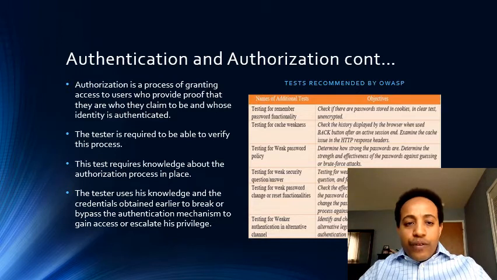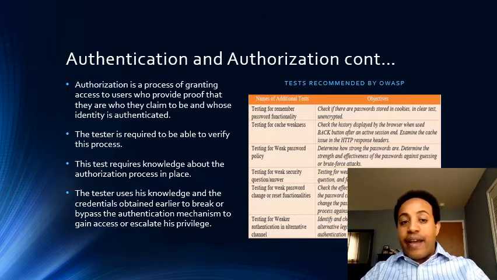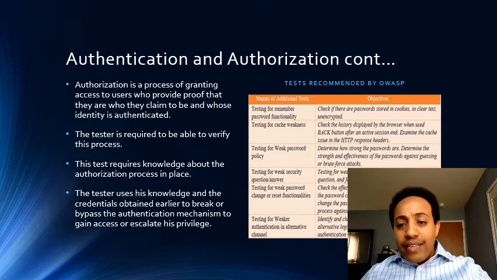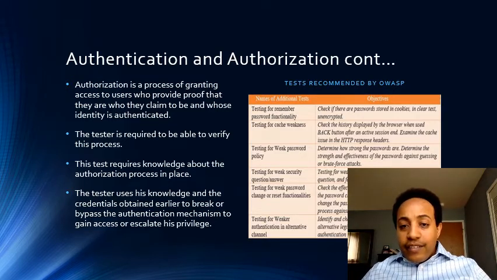Authorization is a process of granting access to users who provided proof that they are who they claim to be and whose identity is authenticated. The tester is required to be able to verify this authorization process. This test requires knowledge about the authorization process in place. The tester uses his knowledge and the credentials he obtained earlier to break or bypass the authentication mechanism to gain access or escalated privilege. So all these are tests that need to be performed at this stage. These are recommended by OWASP.